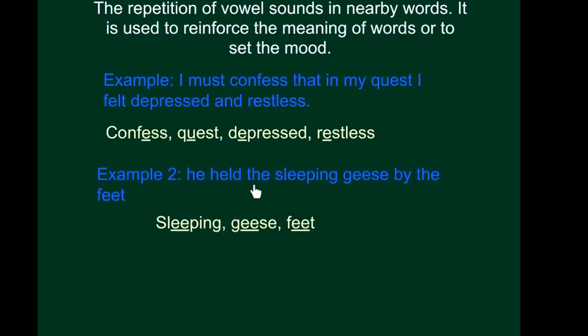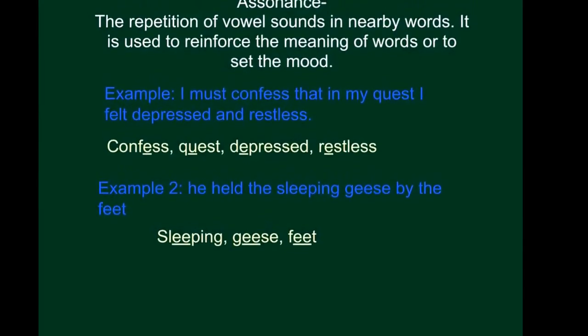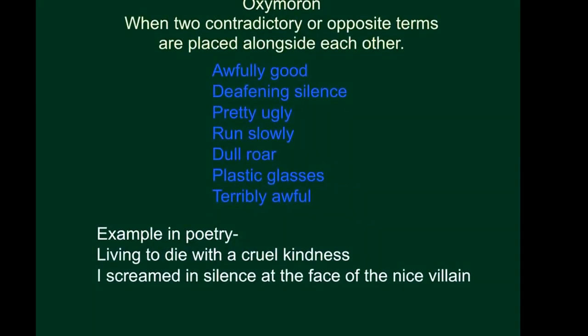And he held the sleeping geese by the feet. The idea of sleeping and geese and feet, that repetition of that double E sound is an example of assonance. Okay, I hope that helps. Let's move on to the next one, the last one we're doing today, which is oxymorons.